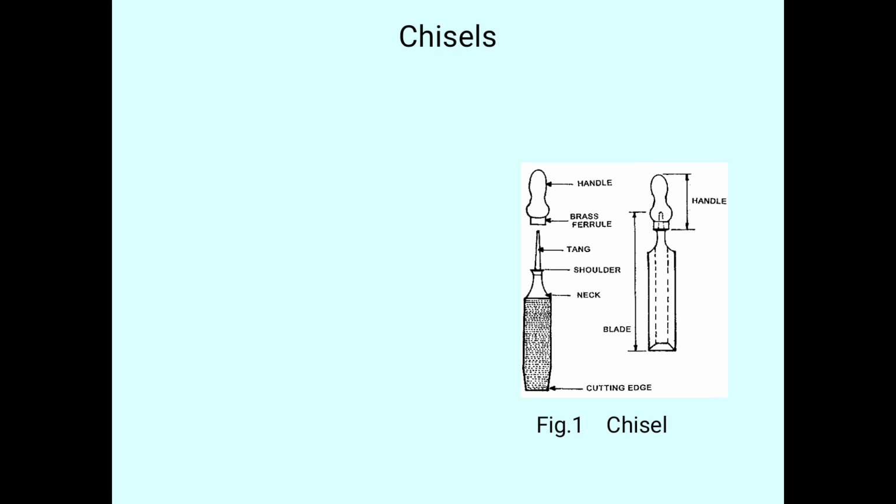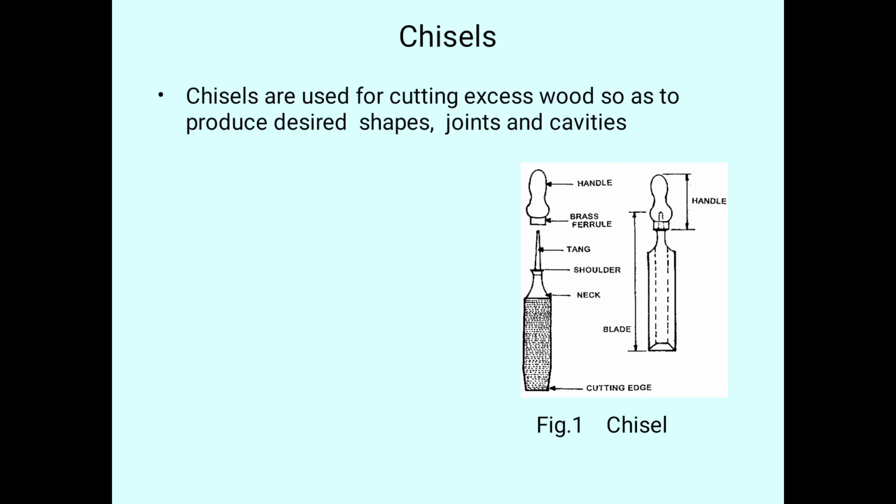Next topic is chisels. So now we can go through the topic called chisel. We can see the diagram here. This will be the diagram of chisels. What are the chisels, how they are used, how they are specified. Now we can see.